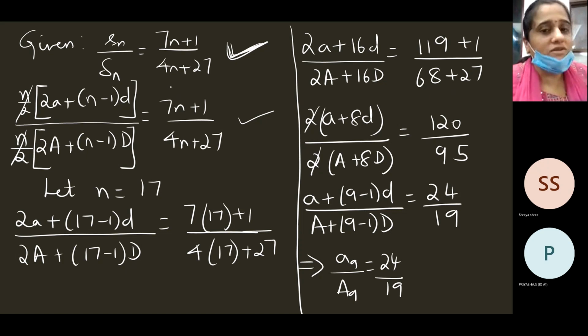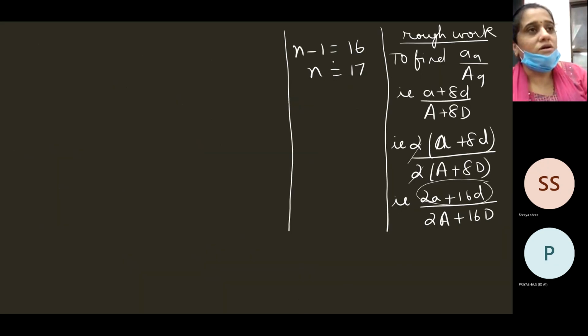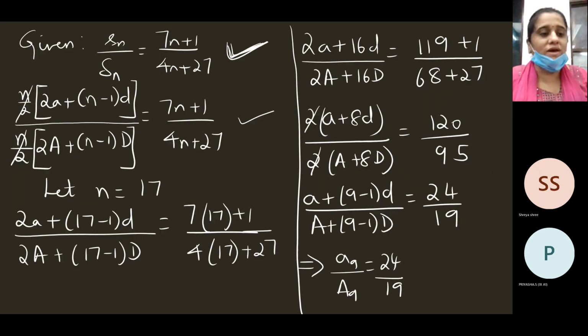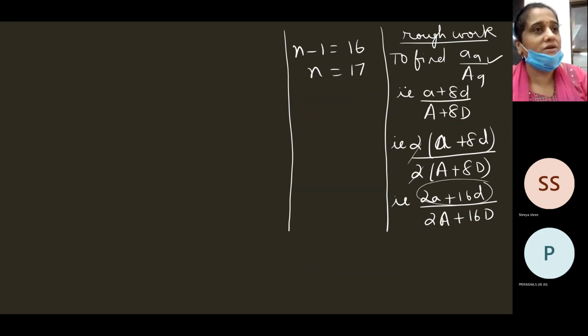And then I said after the first two steps to proceed, you need to find the value of n. And how do you do that? You need to start off with what you have to find. We need to find A9 by a9, which is A plus 8D by A plus 8D. All right, but in our working here, we have 2A. We don't have A. So let's multiply the numerator and denominator by 2. And that gives us 2A plus 16D by 2A plus 16D.